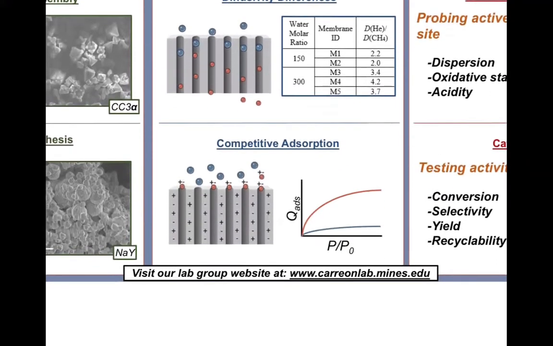A final important fundamental for the separation of gases using membranes is competitive adsorption. So this is how strongly one gas adsorbs to the separating layer compared to the other. And this information can be elucidated by collecting isothermal data using your original crystalline material and comparing the adsorption affinity of one gas versus another.